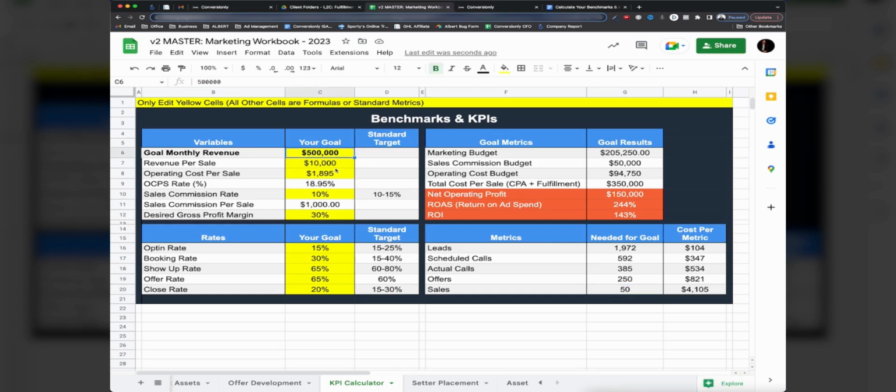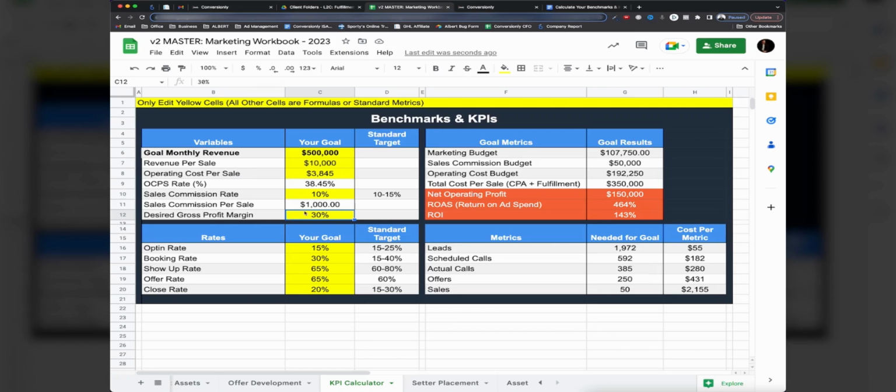My operating cost per sale, for everything I sell, it's going to cost me this much in team and materials, so labor and materials to deliver that service. So let's just say 38.45%. That's going to be my operating cost to deliver the service that we sell. That's pretty high. However, it is a fair rate depending on what the industry is. Okay. Then I have my sales commission. I pay a 10% sales commission, and I have a desired gross profit margin to work with.